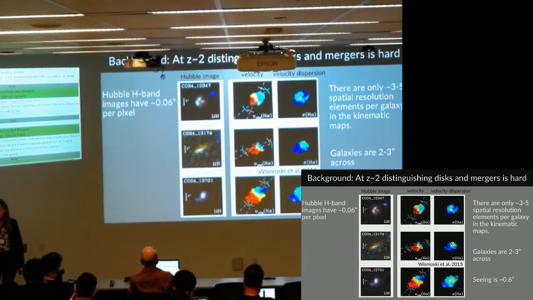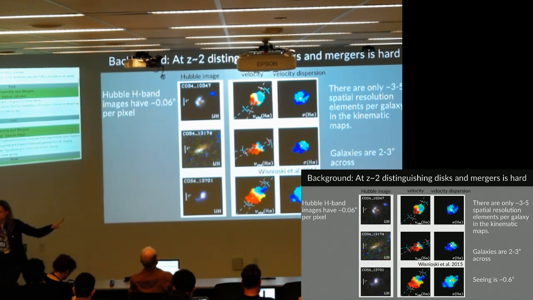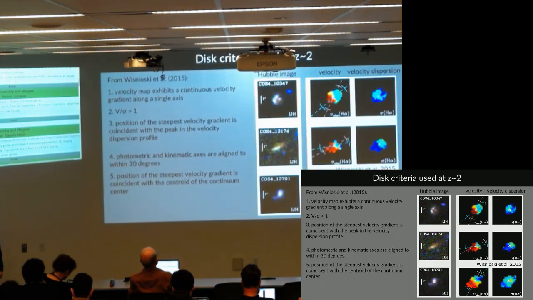At high redshifts, it's difficult. This is the galaxy I started off showing you to whet your appetite. These are two more, from the high signal-to-noise disk sample from Wisnioski done with the KMOS3D survey, which is an awesome survey of hundreds of galaxies. You can see you have decent resolution in Hubble, but from the ground, you only have about 3 to 5 resolution elements across these systems.